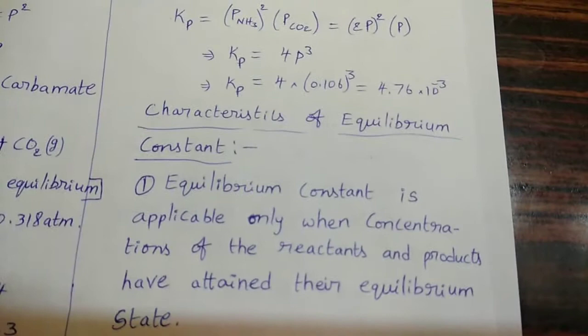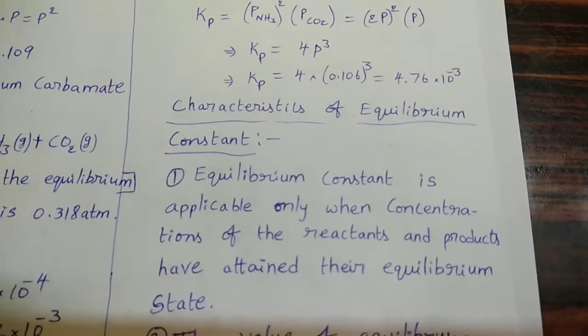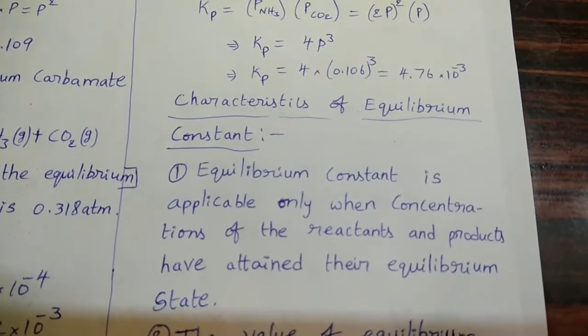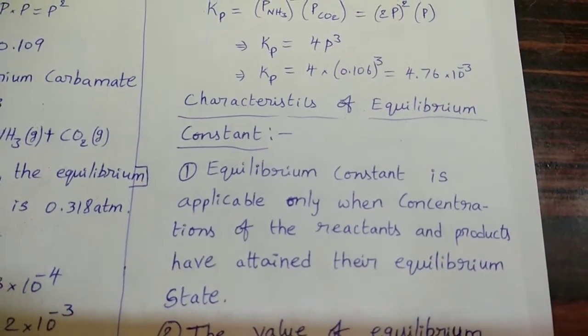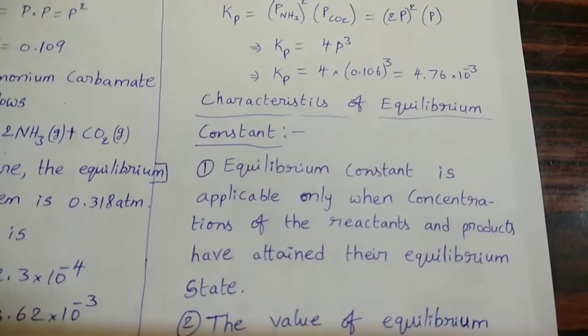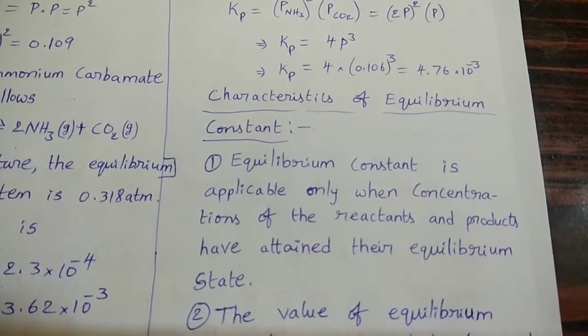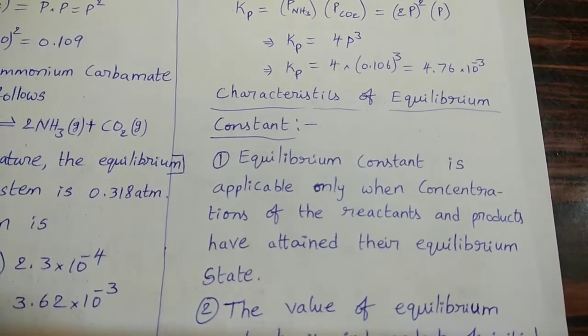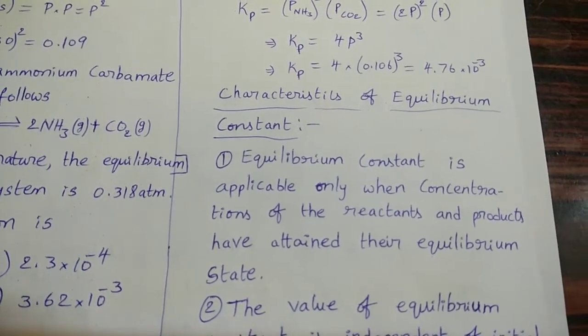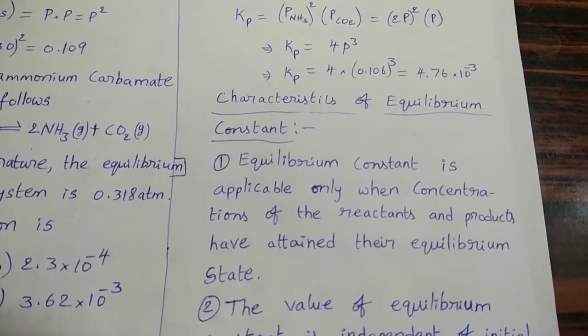Next, characteristics of equilibrium constant. Equilibrium constant having these characteristics. First one is applicable only when concentrations of reactants and products have attained their equilibrium state. After reaching equilibrium state, then only we can apply this equilibrium constant. At any other condition other than equilibrium state, we cannot apply this equilibrium constant.